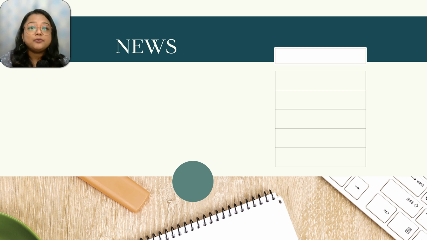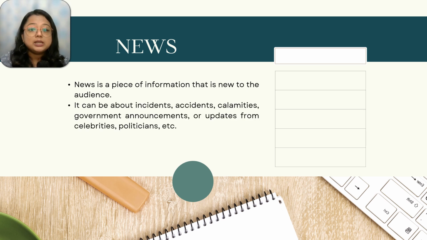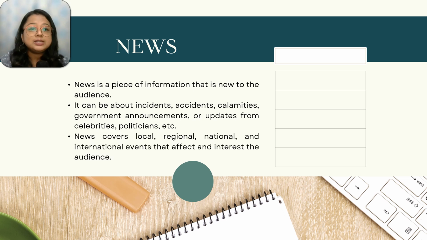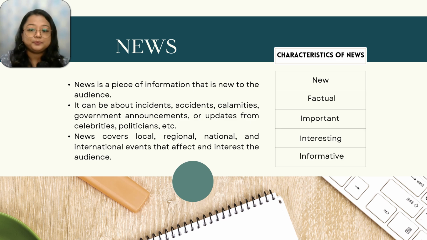News, therefore, is a piece of information which is new to the audience. It can be about an incident, an accident, a calamity, an announcement by the government, celebrity, politicians, and so on. It can be a local, regional, state, national, and international event that affects the audience and is of interest to them. The main motive in us while reading news stories is to get information. Therefore, news can also be defined as something which is new, factual, informative, interesting, and important.